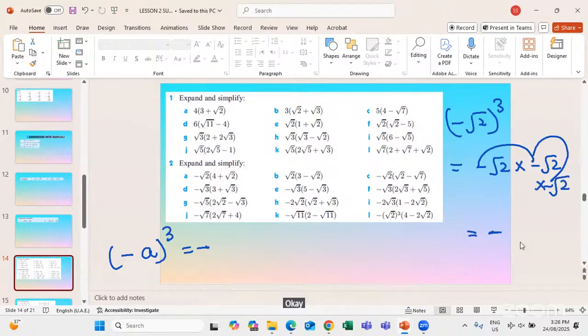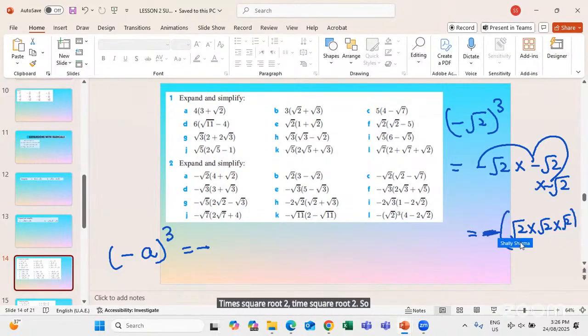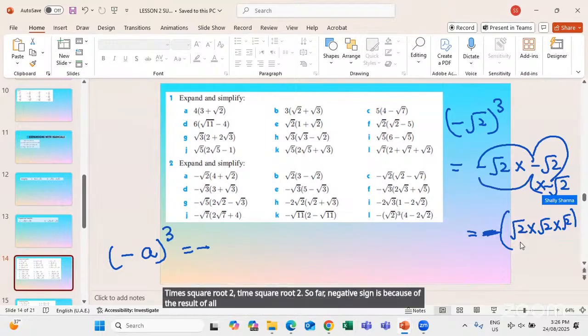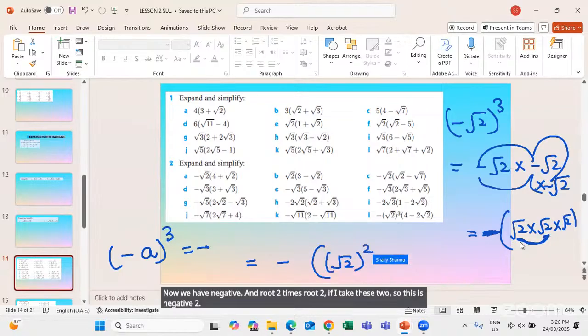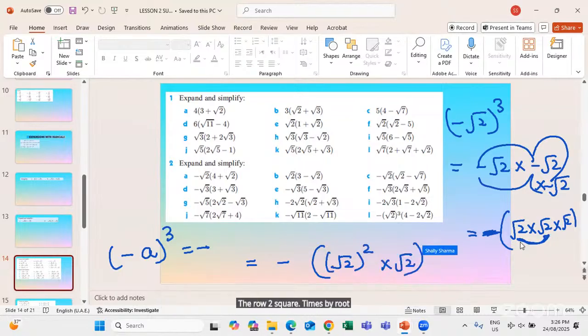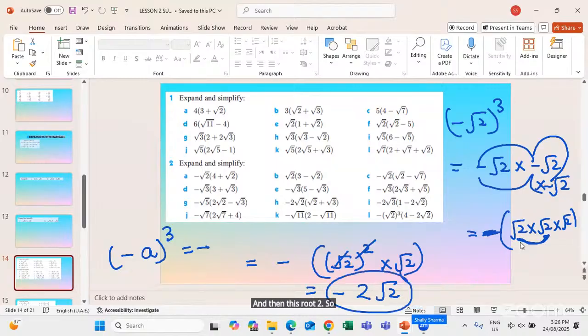Okay. Then we have square root 2 times square root 2 times square root 2. So far, the negative sign is because of the result of all these negative signs. I have resolved the sign. Now we have negative and root 2 times root 2. If I take these two, this is negative 2 root 2 squared times root 2. The square and root will cancel, so it is 2 and then this root 2. So basically, when you write negative 2 cubed or you write negative 2 root 2, they have the same meaning.